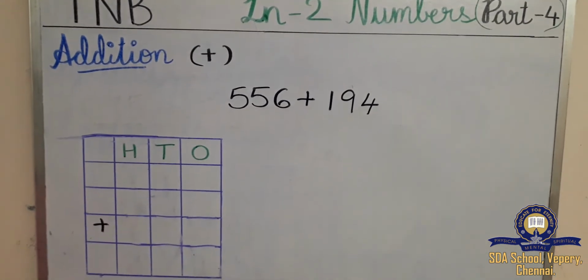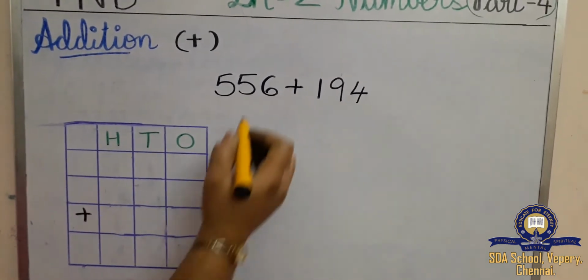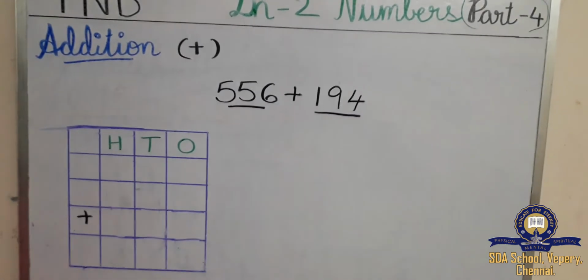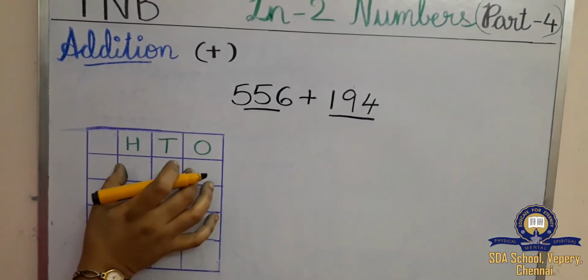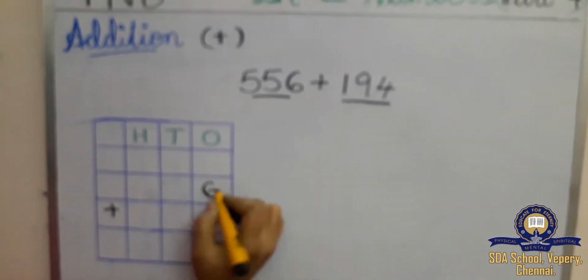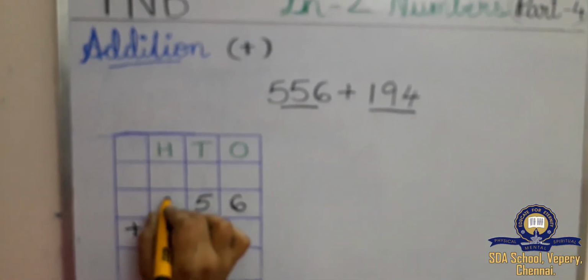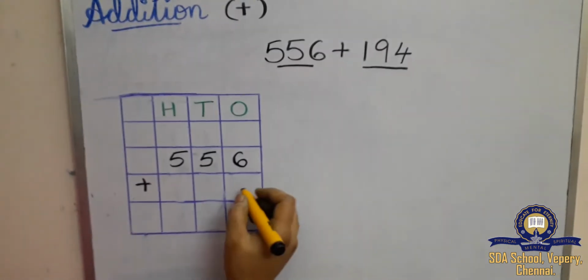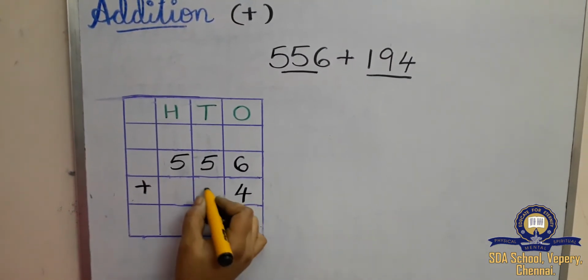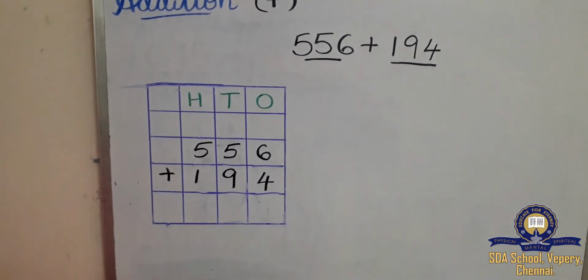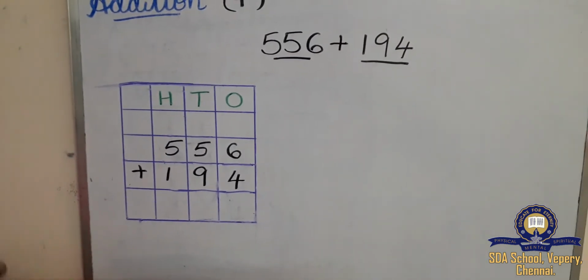Okay, we'll see the next sum. See here, 556 plus 194. So shall we move on? Now leave one block here and then write the first number: 6 here, 5 here and 5, that is 556. And then the second number: 4 here, 9 here, 1 here. So we'll add now, and we'll see what comes.